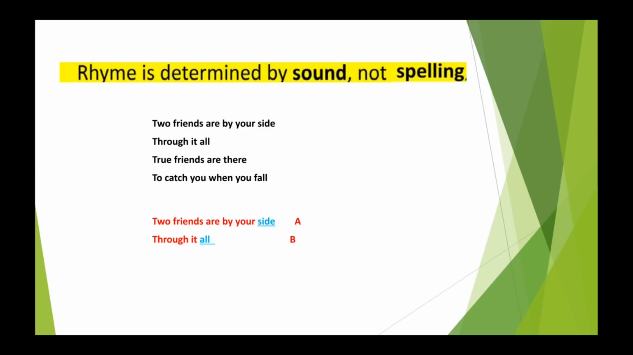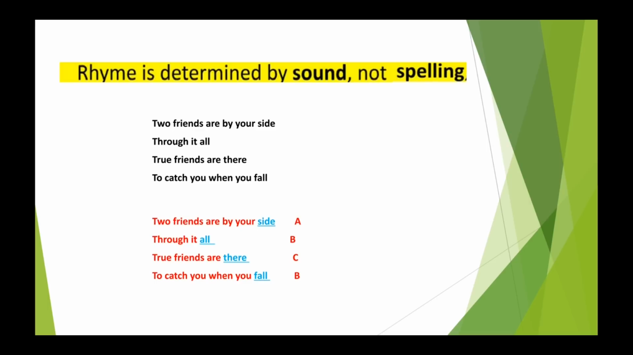Through it all. So, the word all is not rhyming with side. So, we will give B. True friends are there. Now, again there is not rhyming with side or all. So, we will write C.